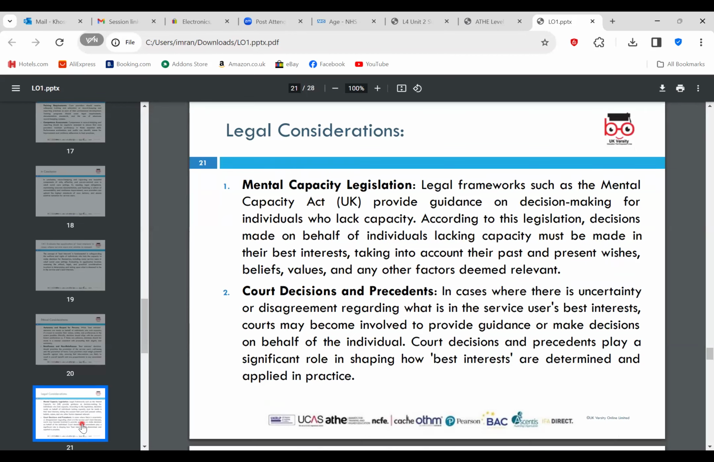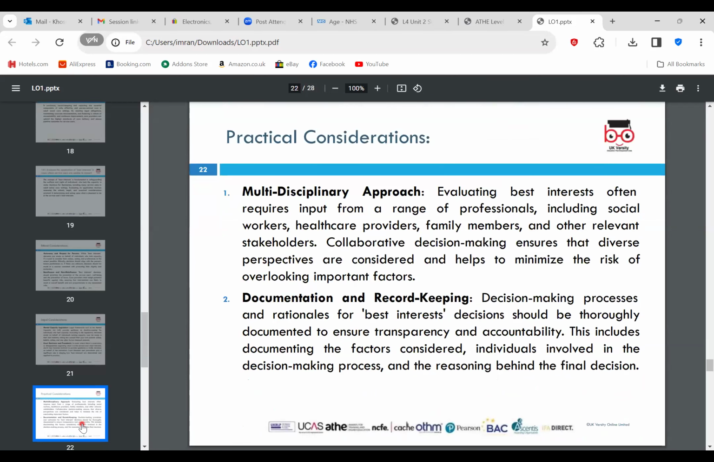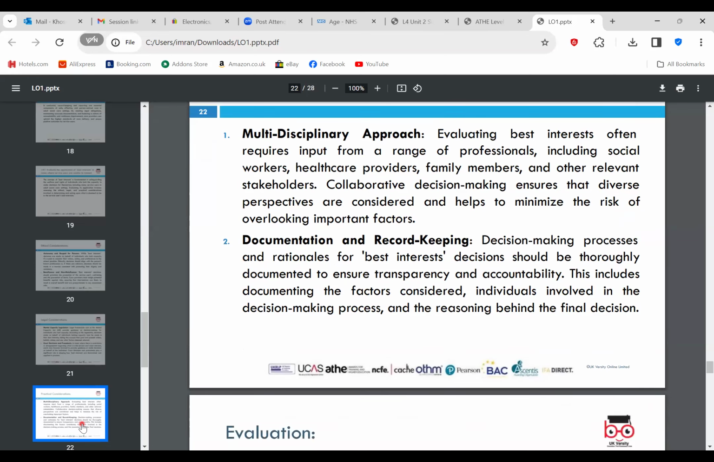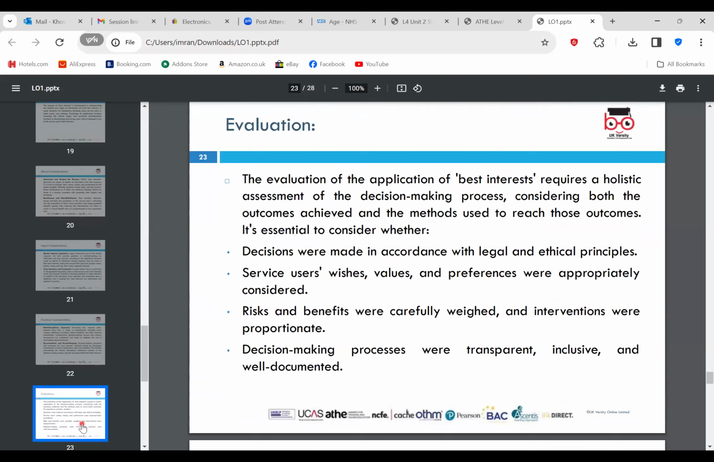And then practical considerations would also include multidisciplinary approaches. When you evaluate best interests, often they require input from a range of professionals, which includes social workers, healthcare providers, family members, and other relevant stakeholders. Collaborative decision-making ensures that diverse perspectives are considered and helps to minimize the risk of overlooking important factors. And then documentation and record keeping is very important. So you need to have records of these documents. At the end, you would evaluate.